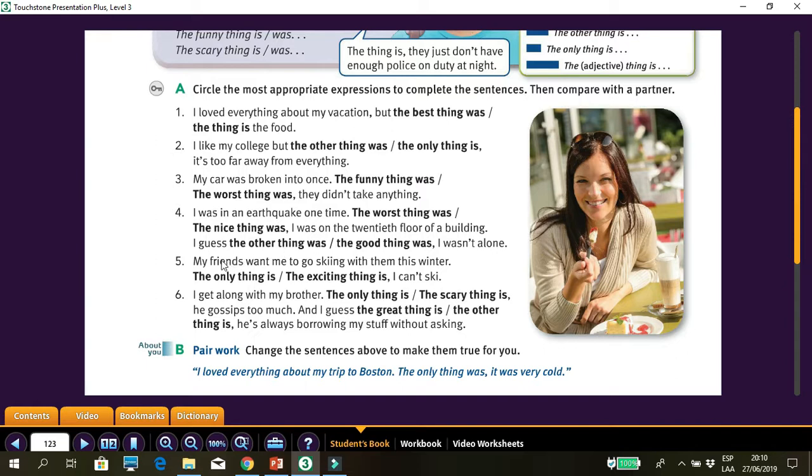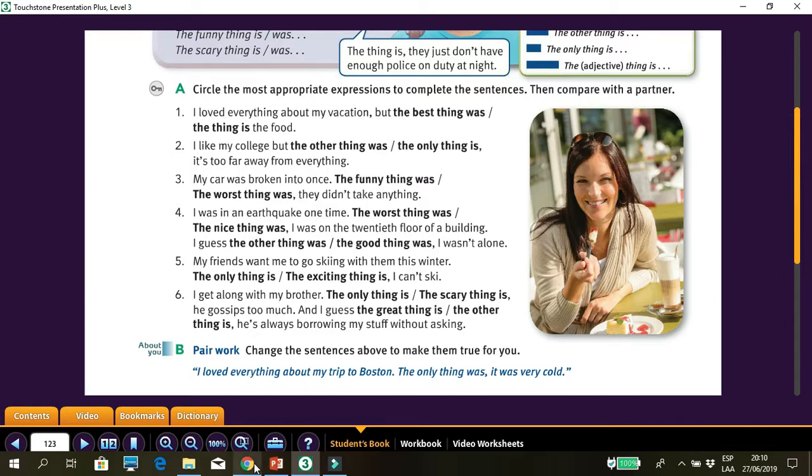Number 5. My friends want me to go skiing with them this winter. The only thing is, or the exciting thing is, I can't ski. Number 6. I get along with my brother. The only thing is, or the scary thing is, he gossips too much. Gossips significa que él chismea mucho. And I guess the great thing is, or the other thing is that he's always borrowing my stuff without asking.